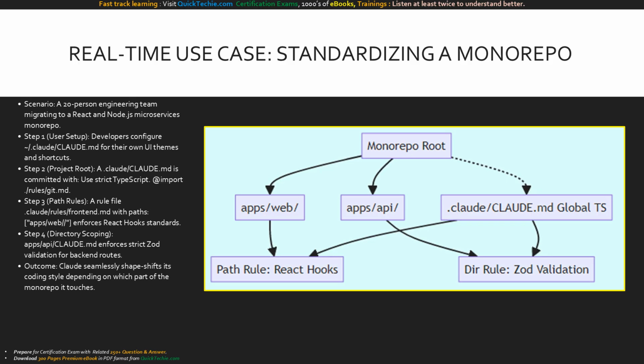The monorepo root houses the global .claude/CLAUDE.md, ensuring baseline TypeScript compliance across the board. From there, the repository splits. The apps/web/ branch is governed by a dynamic path rule enforcing React hooks, while the apps/api/ branch is governed by a hard directory rule enforcing Zod validation. The global rules cascade down and merge flawlessly with the localized constraints.